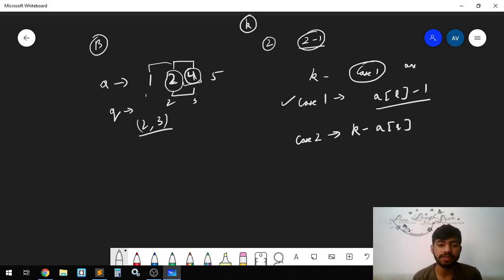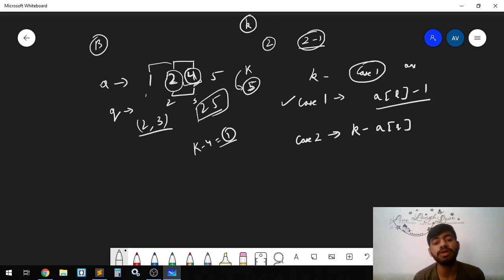For example, let us assume that k is given as 5 for this problem. Now the largest element we got is 4, so k minus 4 is equal to 1. Okay, so we can make one other array like 2 comma 5, that is k-similar to the given subsequence sub array.